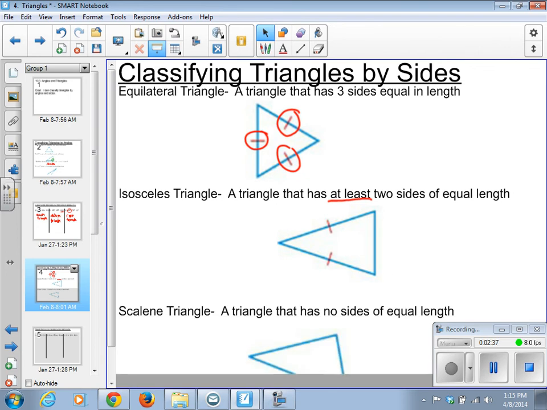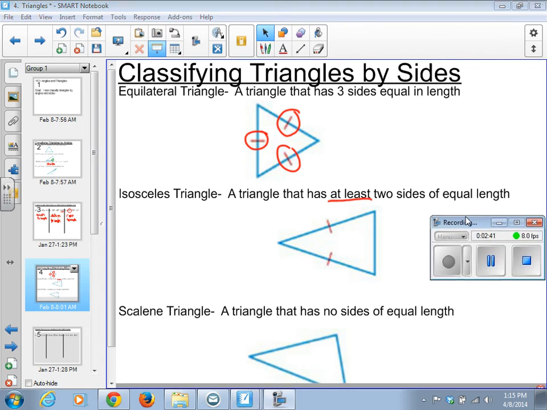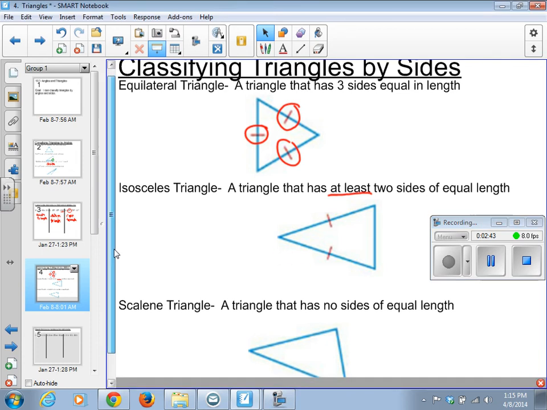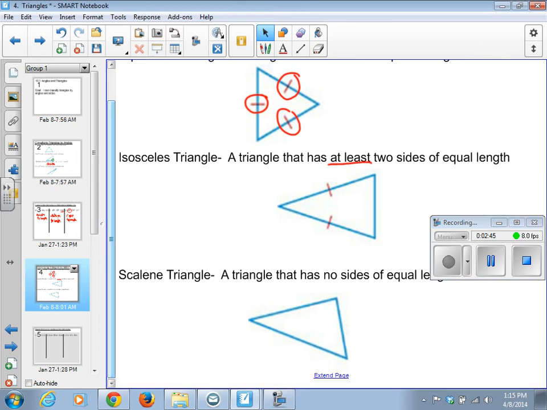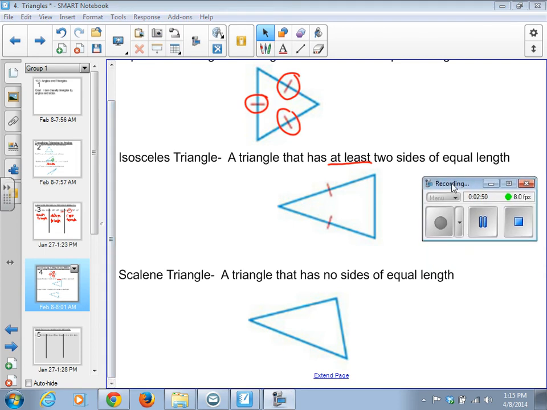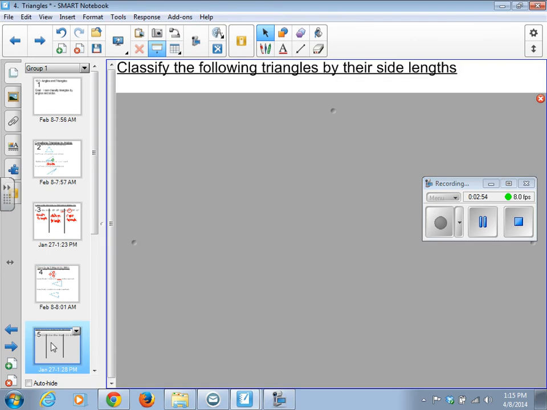And finally, we have a scalene triangle. This is a triangle with no sides of equal length. You notice there are no tick marks on that triangle. Therefore, no sides are equal. Let's use that knowledge to classify triangles by their side lengths.